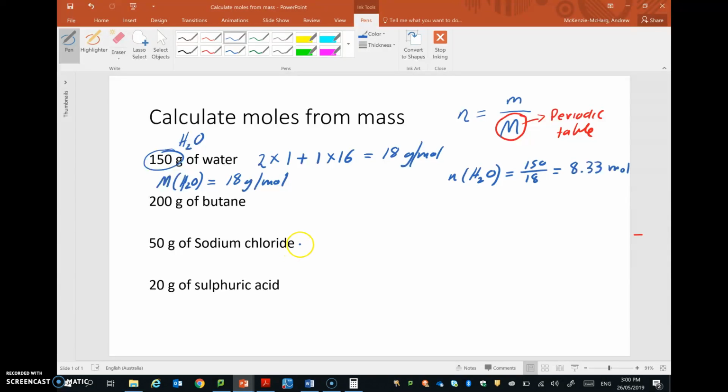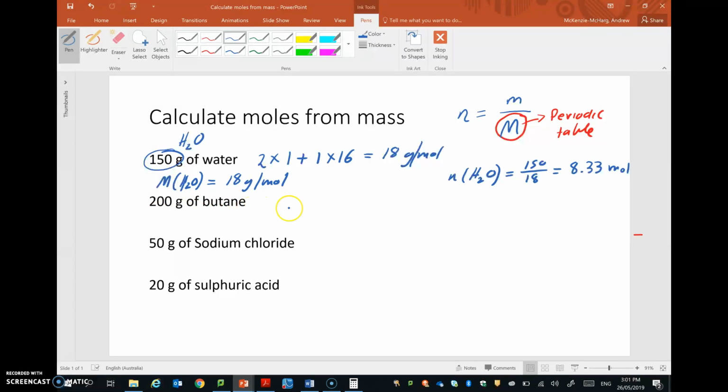Righto, so at this point you might want to pause the video and try this for butane and sodium chloride at the very least, and even sulfuric acid. You can always Google the chemical composition of sulfuric acid and find out what it is, do some research of your own. But once you've had a go at that, replay or push play again, and I'll have a go at finding the number of moles for each of those different substances. Okay, so I'll have a go at it now.